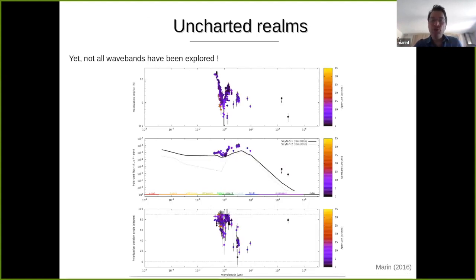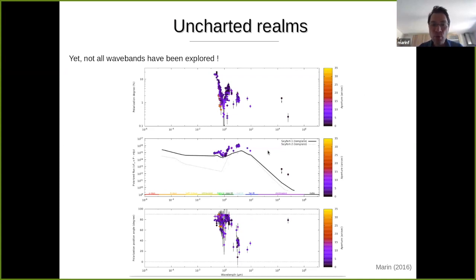Yet, you would expect that because of this discovery, we should have observed AGN and basically all objects from the radio to the gamma rays in polarization. But focusing on AGN, you have here NGC 1068, the object that has been the most observed ever in polarization. On the top, you have the polarization degree. The middle panel is the polarized flux, and the bottom panel is the polarization angle.